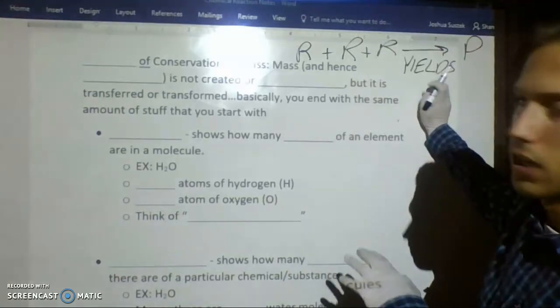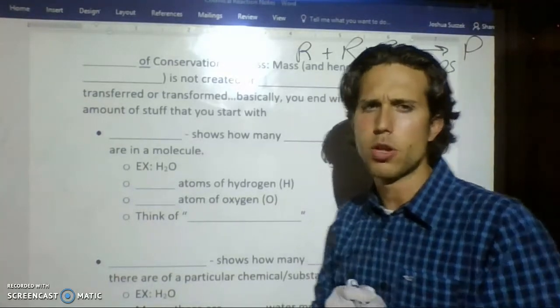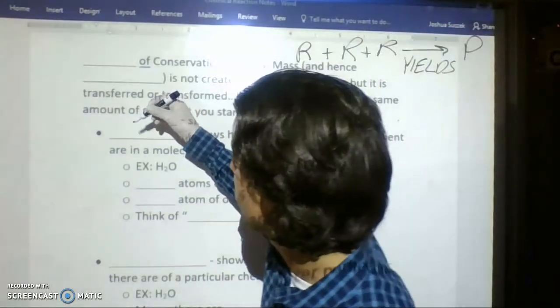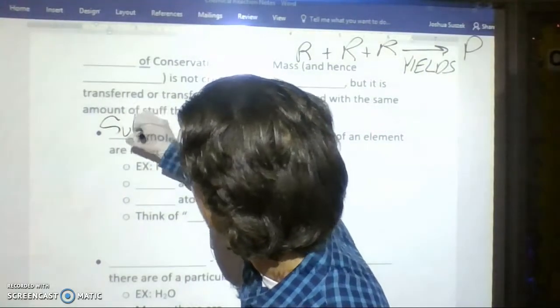Reactants, products, yield sign. But there are a couple other things in a chemical equation I want to break down here. We will have what are known as subscripts.